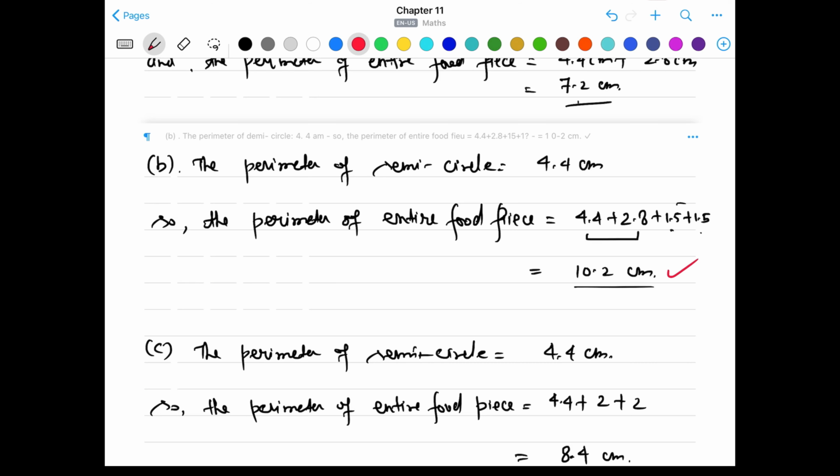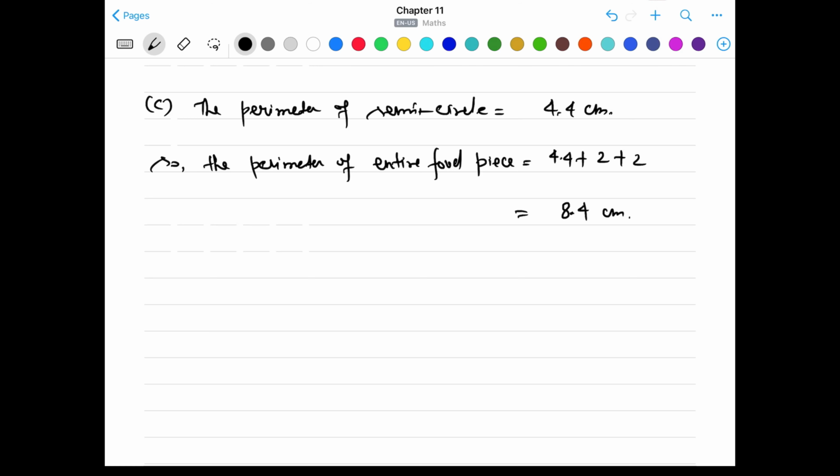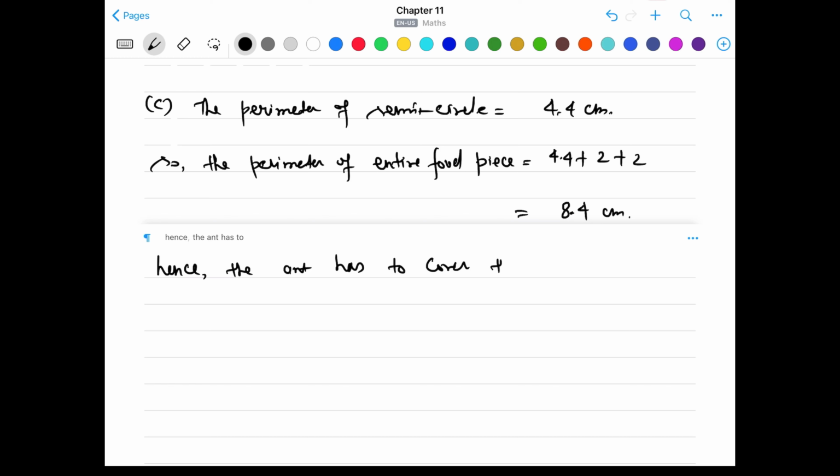Now by looking at the perimeter of all three, we can easily see the ant has to travel the longer distance for food piece B. So I'll write, hence, the ant has to cover the longer length for food particle, or you can say food piece B. Okay, so that's the answer of question number 5 of exercise 11.1.